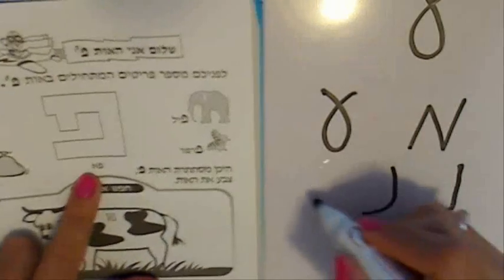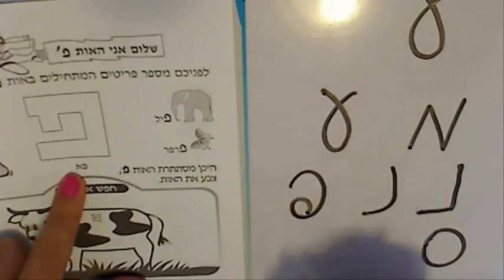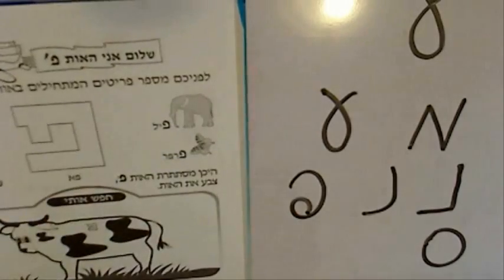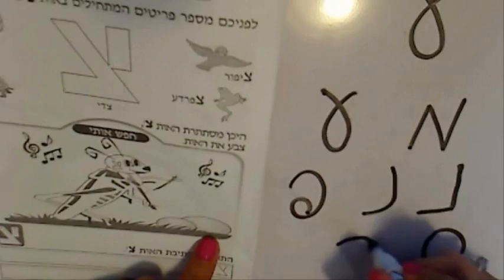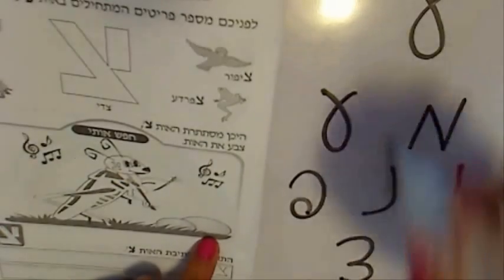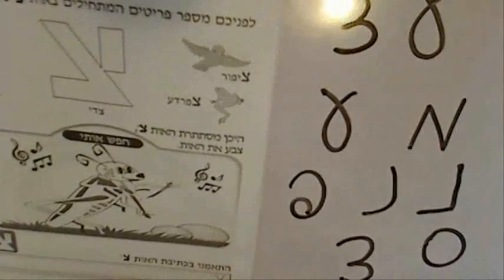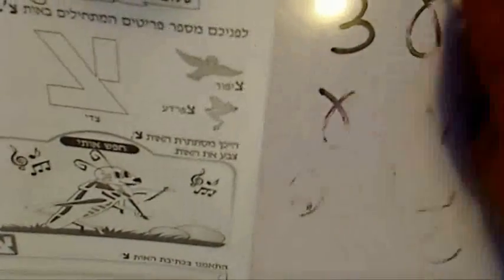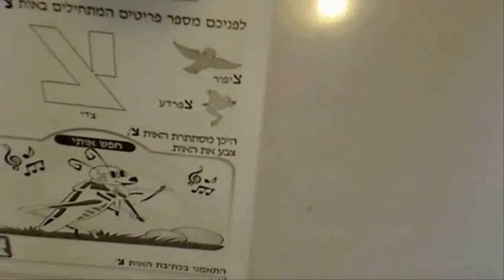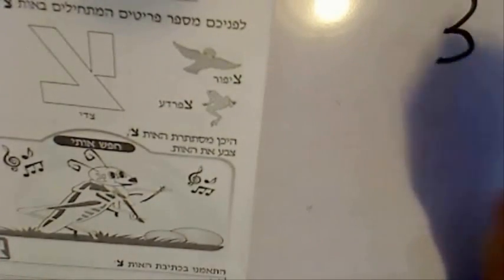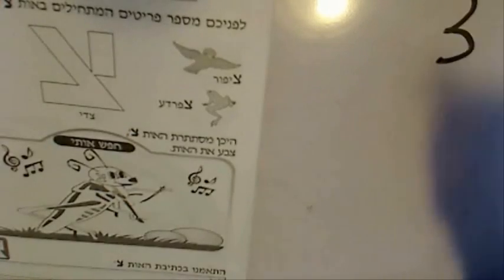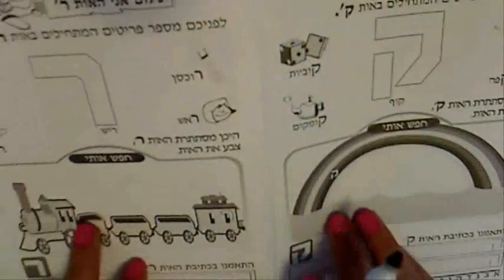This is my Pei. It is like this, the Pei. Not similar at all. And this is the Tzadi also. It's totally different. It's just a 3 like this. Tzadi. I'm gonna erase here. You don't see it. Okay, so this is my Tzadi. Okay. And then I have the Kuf, which is this one here.